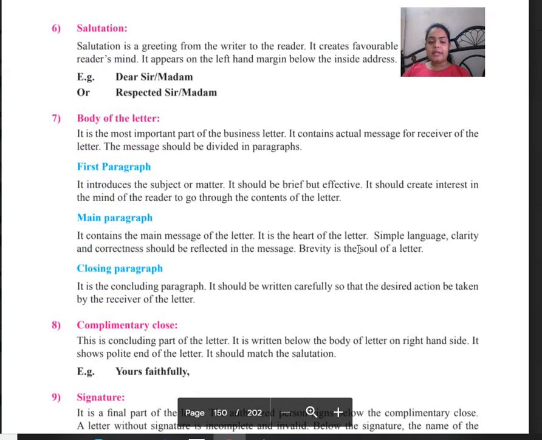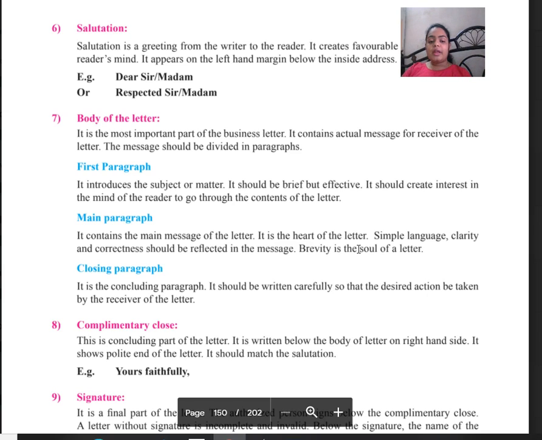Body of the letter. It is the most important part of the business letter. It contains the actual message for the receiver of the letter. The message should be divided into paragraphs. First paragraph, it introduces the subject or matter. It should be brief but effective. It should create interest in the mind of the reader to go through the contents of the letter.